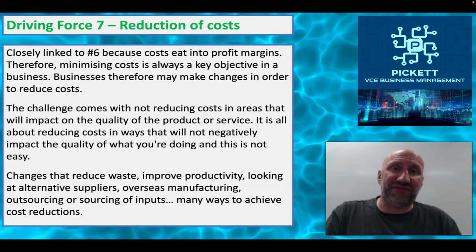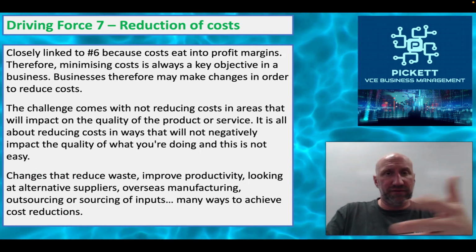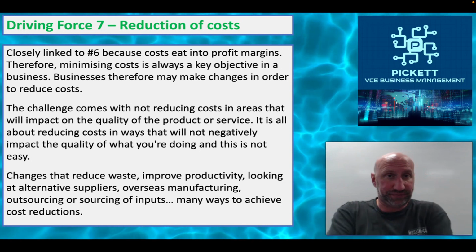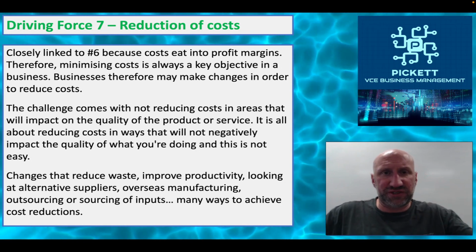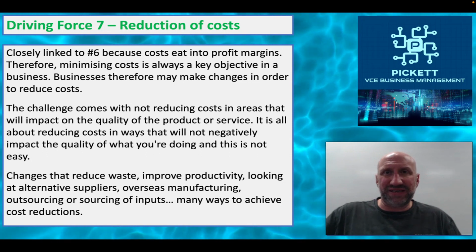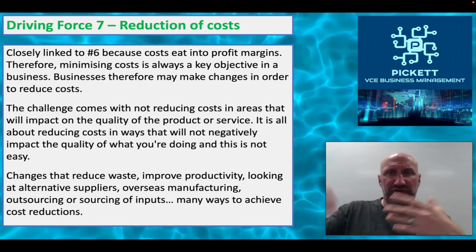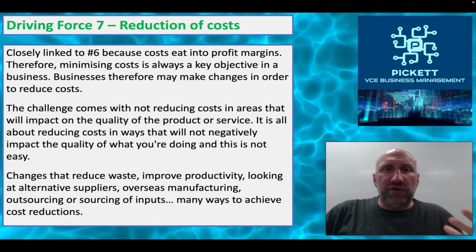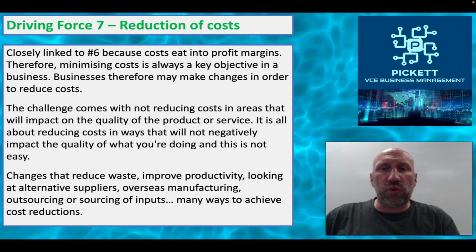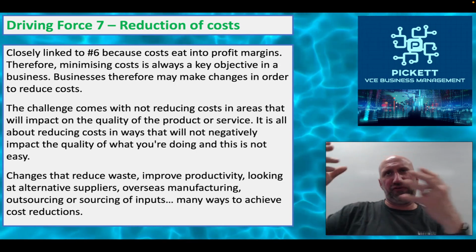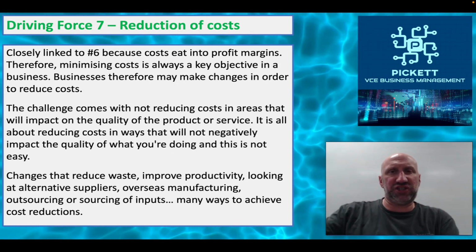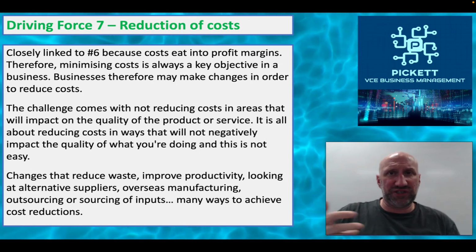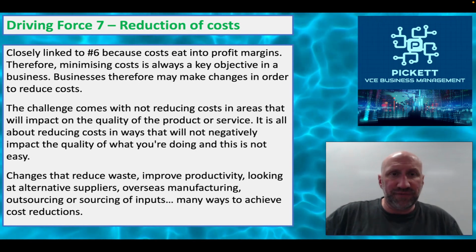Driving force 7, reduction of costs. And again, remember, I'm just going through the ones in the study design. Look, it's closely linked to the one we just did, because cost eats into profit margins. Costs and profit are closely related. Costs increase, profit goes down. Therefore, minimizing costs is also always a key objective in any business. If profit is your number one motivation or driver objective, keeping costs as low as possible is just part of that equation.